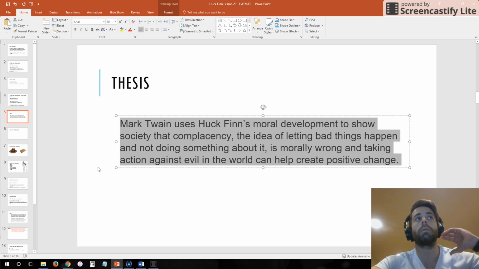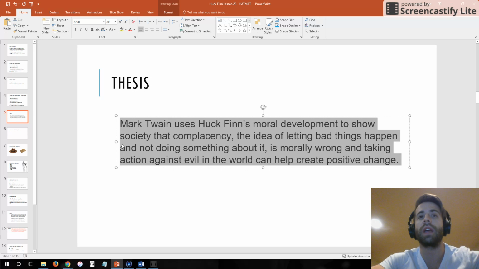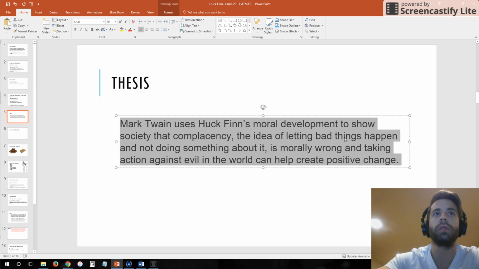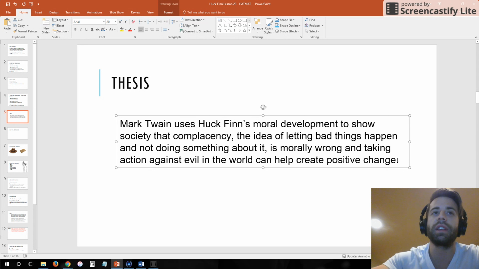So I'm saying Huck Finn's actions really show that people need to change and need to be open to change. And they can't just sit by and let bad things happen, especially to good people. So that's my idea. That's what I'm kind of leading up to.